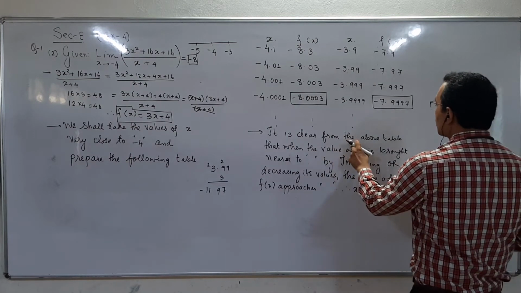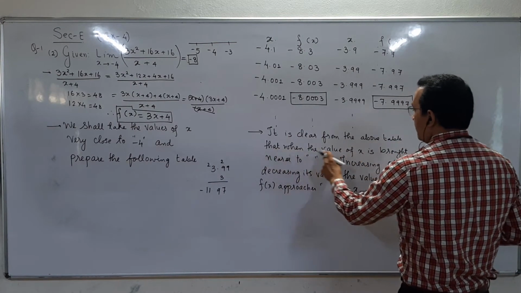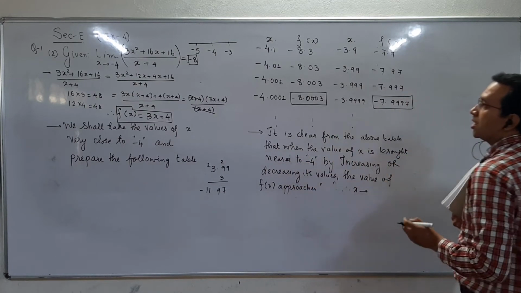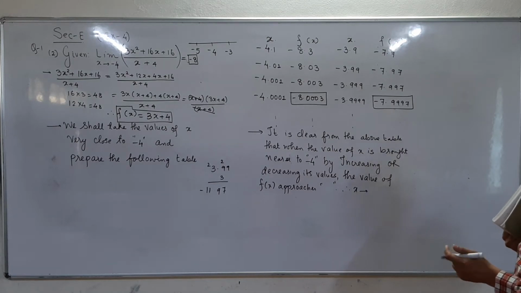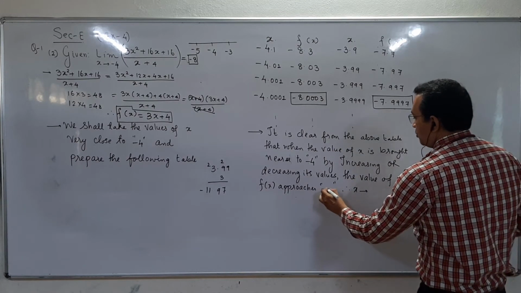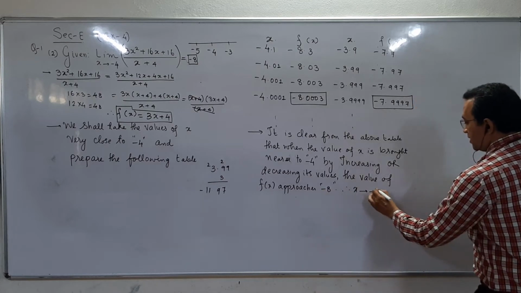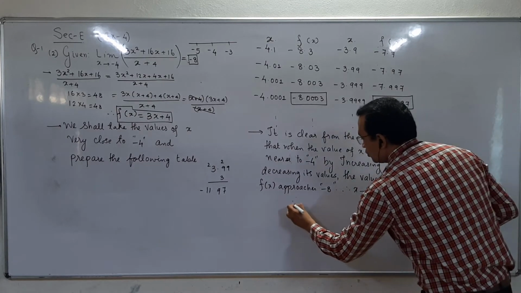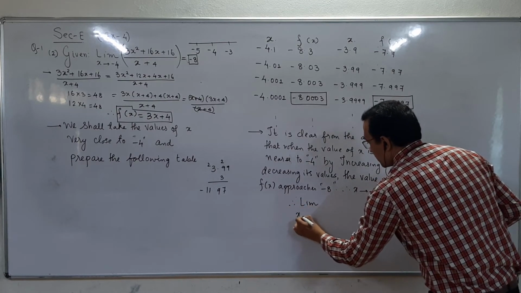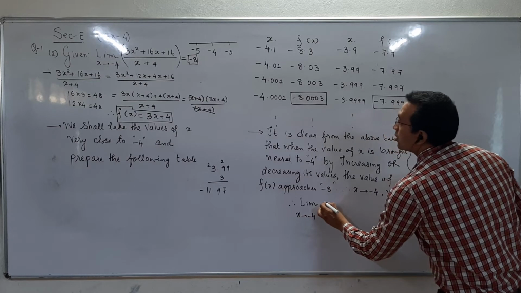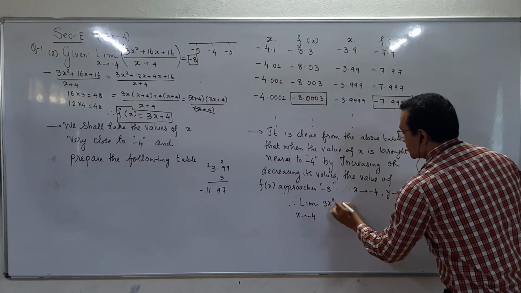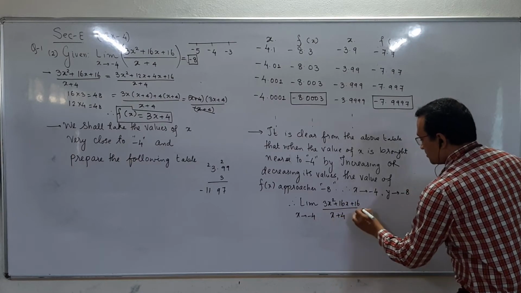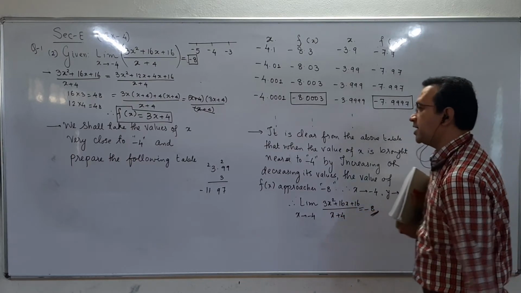So it is clear from the above table that when the value of x is brought nearer to -4, by increasing or decreasing its value, f of x approaches -8. Therefore, as x tends to minus 4, y tends to minus 8. So, limit x tends to minus 4 of the function 3x squared plus 16x plus 16 upon x plus 4 is equal to minus 8.